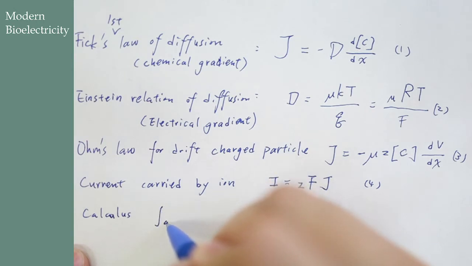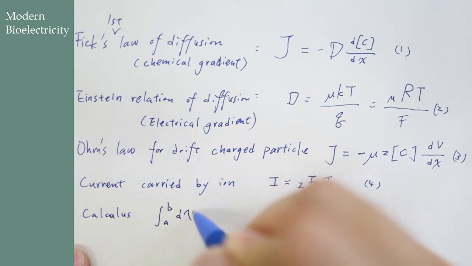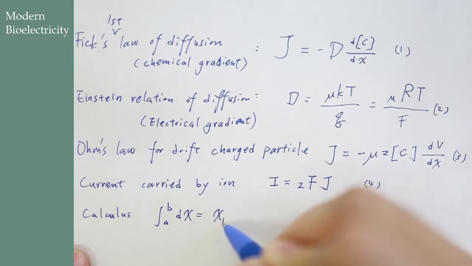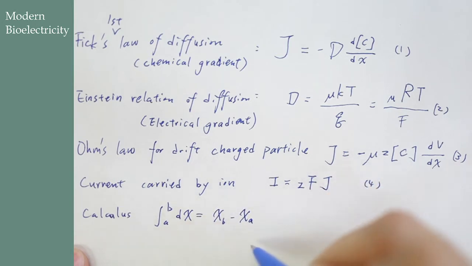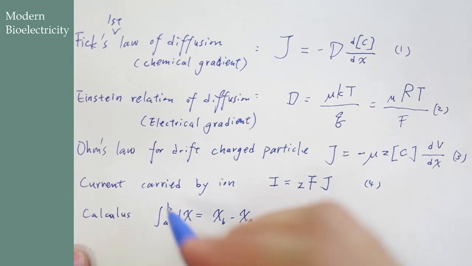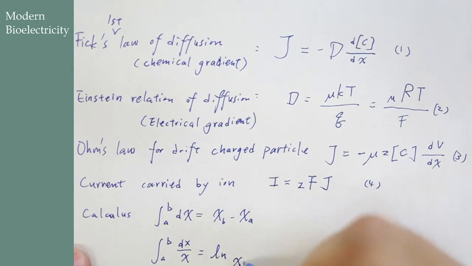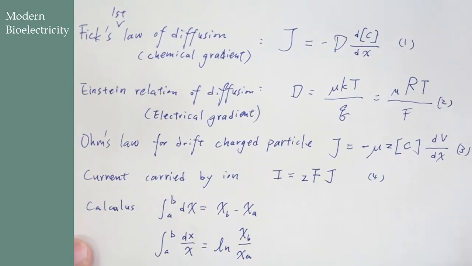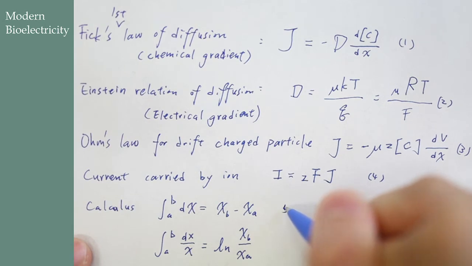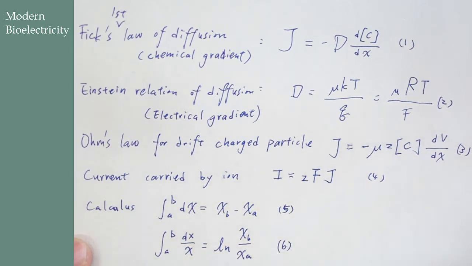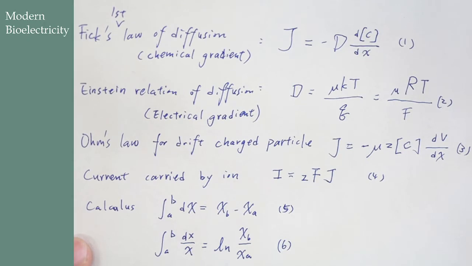The integration from a to b of dx is equal to xb minus xa, the difference between xa and xb. And the integral from a to b of dx divided by x is equal to log of xb over xa. So with all these 4, 5, 6 equations, we can derive the Goldman equation.